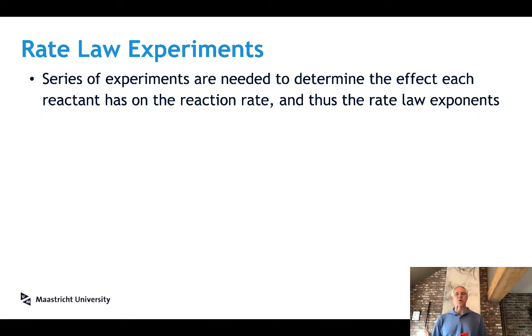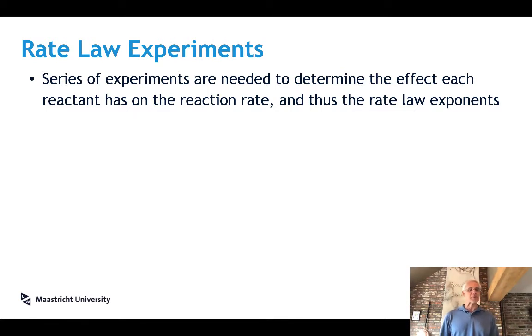So rate law experiments are actually a series of experiments that you need to do to see what effect a given reactant has on a reaction rate. And once you can determine that effect on the rate, you can calculate what the rate law exponent for that reactant is going to be. But notice I have series of experiments. You cannot just do one single experiment and find those rate laws. You need to do a series of experiments.